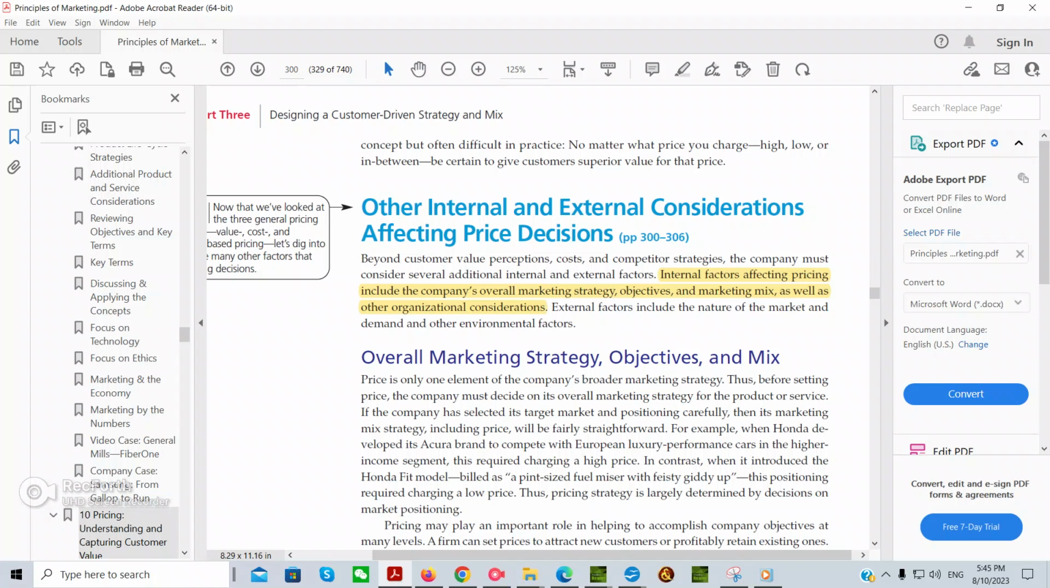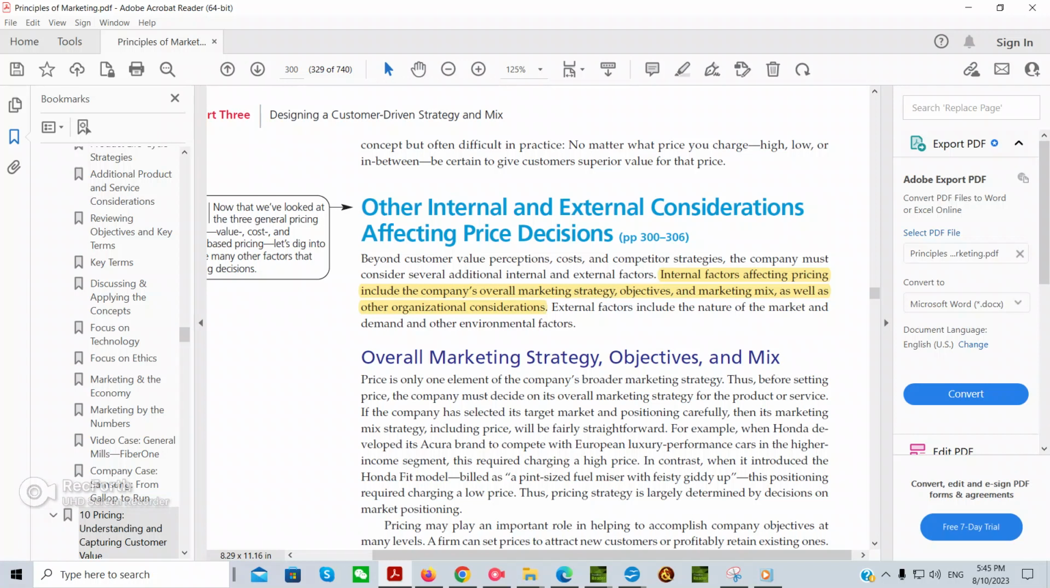Now, marketing does overlap with strategic business management and other things as well. But for purposes of this book, we want to make sure we use it in the context of marketing. External factors include the nature of the market and demand, and other environmental factors. Now, let me ask you a question, just to test your understanding.